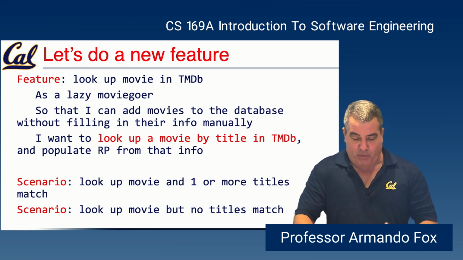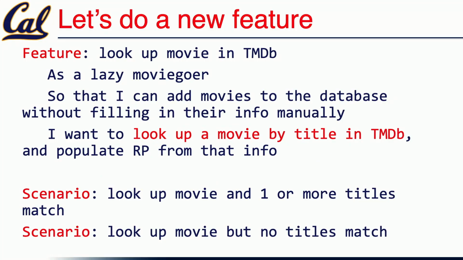So here's our feature format. As a lazy moviegoer, so that I can add movies without typing in stuff manually, I want to be able to look up a movie by its title in TMDB and then populate the Rotten Potatoes entry from that information instead of entering it manually. And as usual, the feature might map to multiple scenarios. One scenario, a happy path, is I look up a movie and one or more titles actually matches. A different one, a sadder path, might be I look up a movie but no titles match.